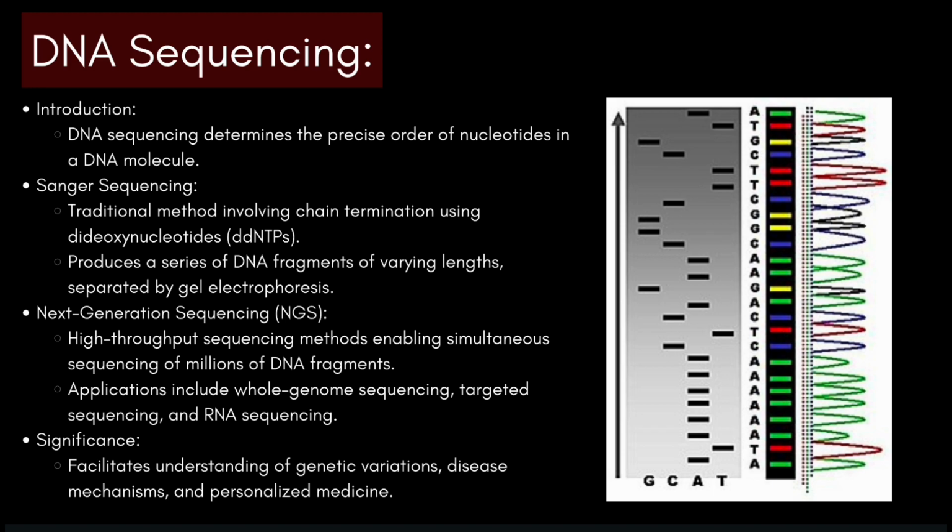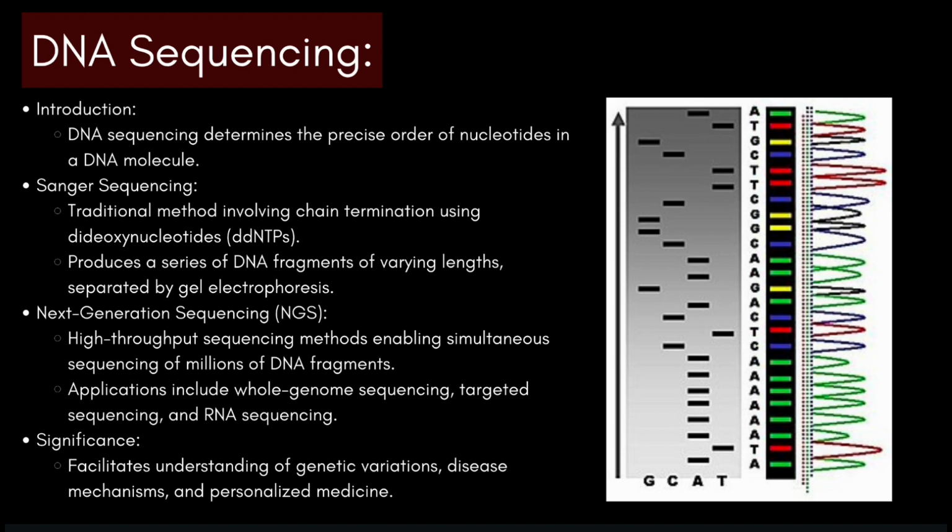DNA sequencing determines the precise order of nucleotides in the DNA molecule. Sanger sequencing is a traditional method involving chain termination using di-deoxynucleotides, also known as ddNTPs. These produce a series of DNA fragments of varying lengths separated by gel electrophoresis. Next, we have next generation sequencing, also known as NGS.